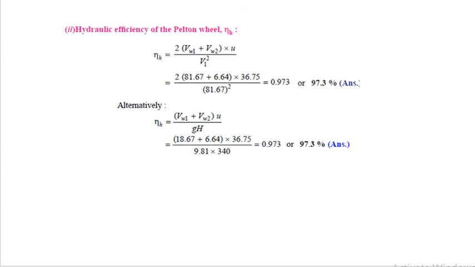Now you have to calculate hydraulic efficiency. Hydraulic efficiency is your work done divided by kinetic energy at inlet. So work done is ρ A V1 (Vw1 + Vw2) into U, divided by half m V squared. After simplification, you will get this formula. After putting the values of Vw1, Vw2, U and V1, you will get the value of hydraulic efficiency. This hydraulic efficiency is 97.3%. This is another way of calculating the hydraulic efficiency.